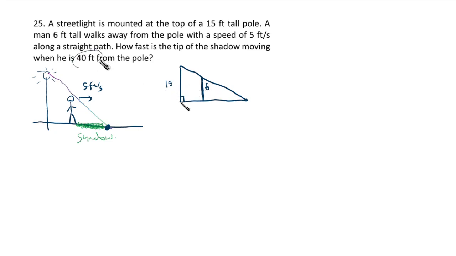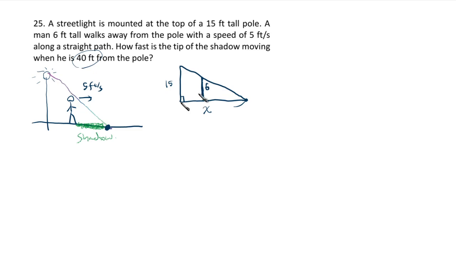But see this 40? It's asking what happens when he's 40 feet away from the pole. That should never be put in here because that's a changing number. As he walks away, this distance between the man and the pole will be bigger and bigger, okay? So you should never do that. And it's asking for how fast this point is going away from this pole. So really this distance, I'm going to call that x, that's what's needed.